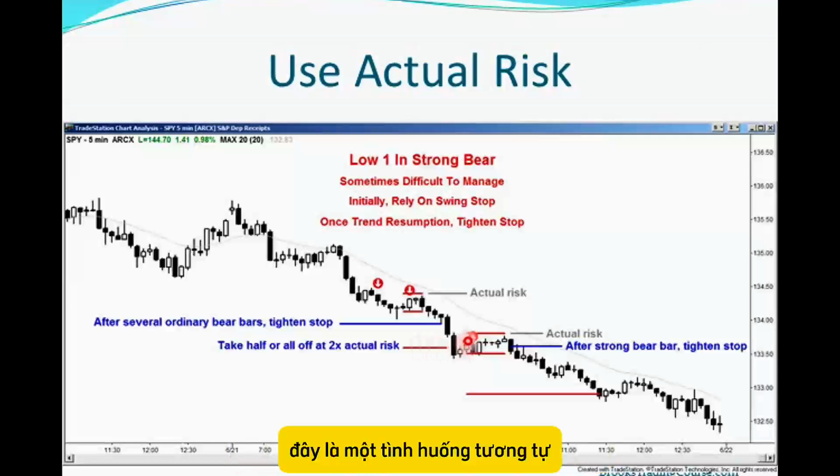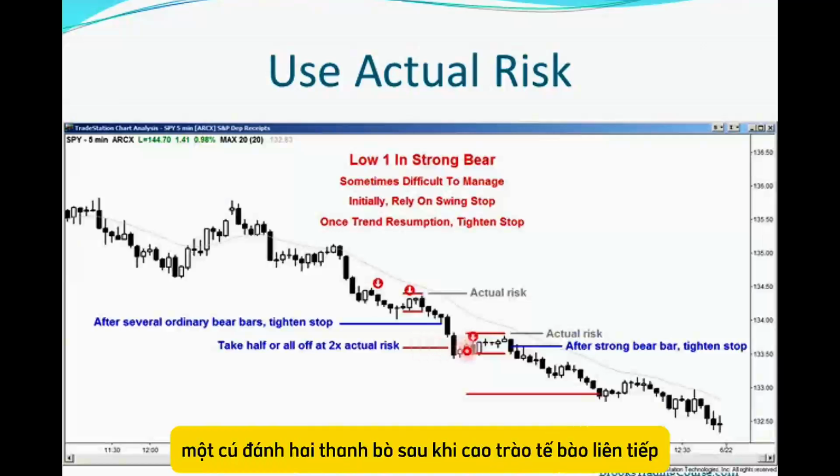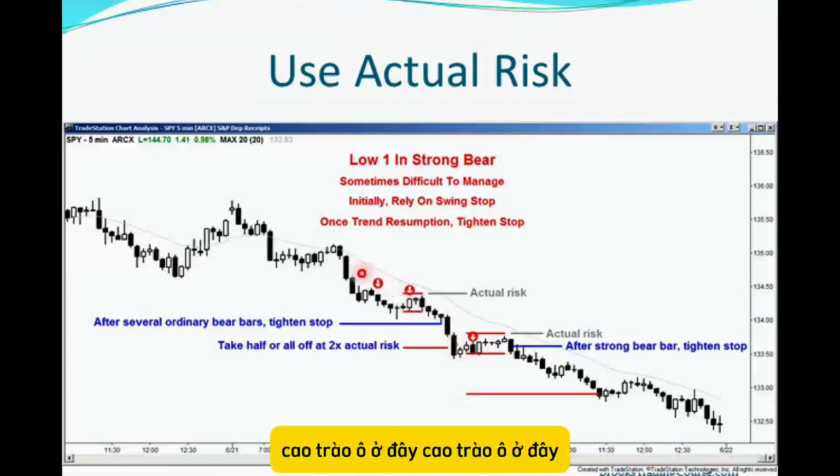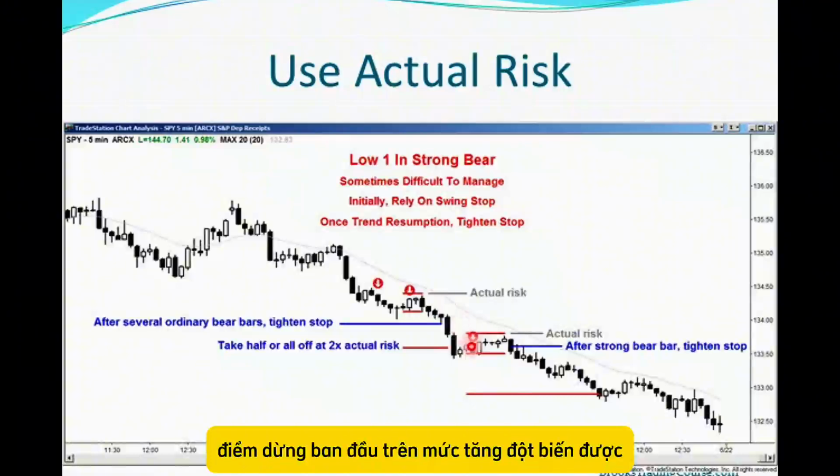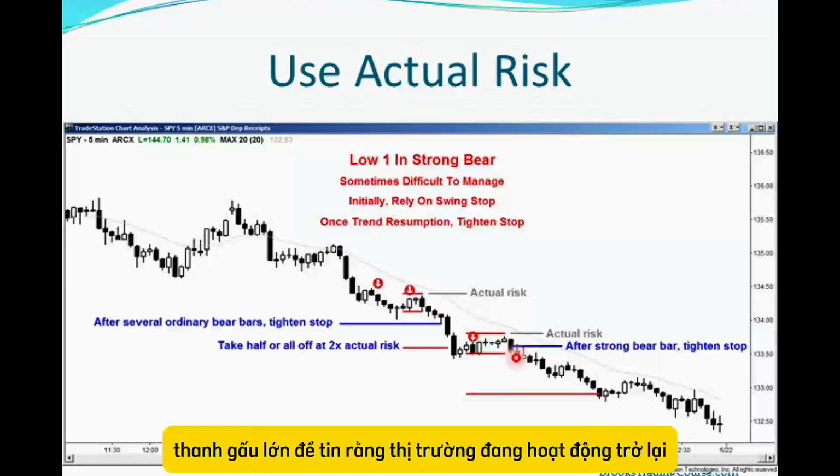Here's a similar situation. If you shorted this low 1 below 2 bull bars after consecutive sell climaxes, sell climax here, sell climax here, sell climax here, and the market might be starting to correct. Initial stop above the spike. Okay. Once the market started to turn down, all you need is 1 or 2 big bear bars to believe the market is resuming.